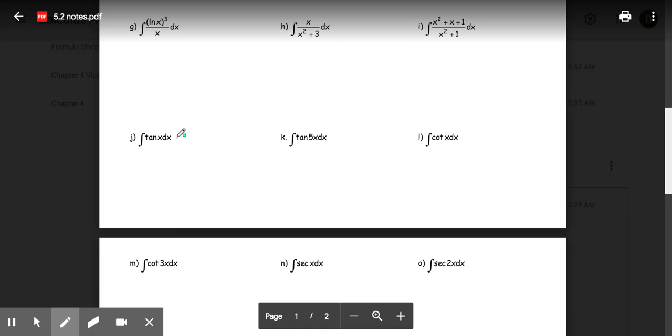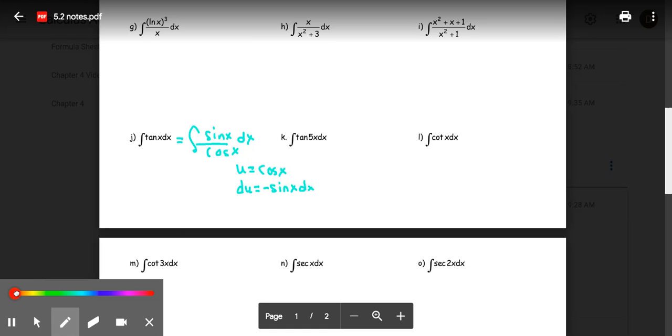So what you can do is change this into sine over cosine. And now this is when we bring our u into this. So now that it's a fraction, what are you going to try to make u? Right, cosine. And your derivative of cosine is negative sine. So the sine is already in there. That's how you know you're on the right track. So what do you need to put in? You need to put in a negative and multiply by a negative on the outside.